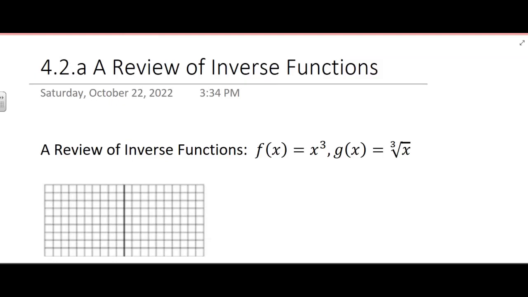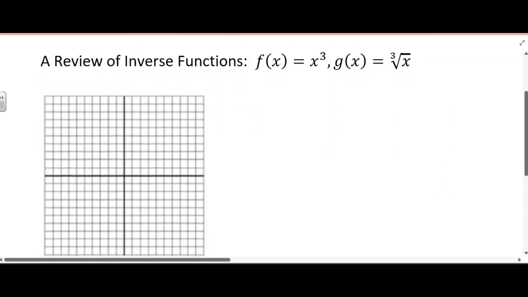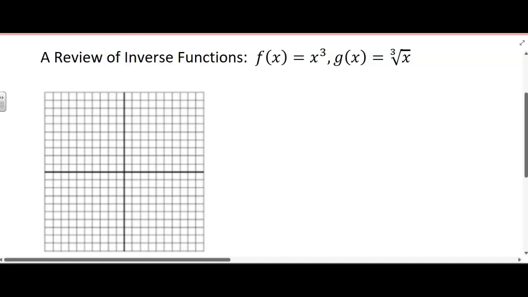Okay, so in this video, we're going to start our 4.2 by going over a review of inverse functions. So I have two functions here. I have f of x equals x cubed. And you could do a little table of values for that function. It's one of our basic functions. And we could get some ordered pairs. And it looks like that.